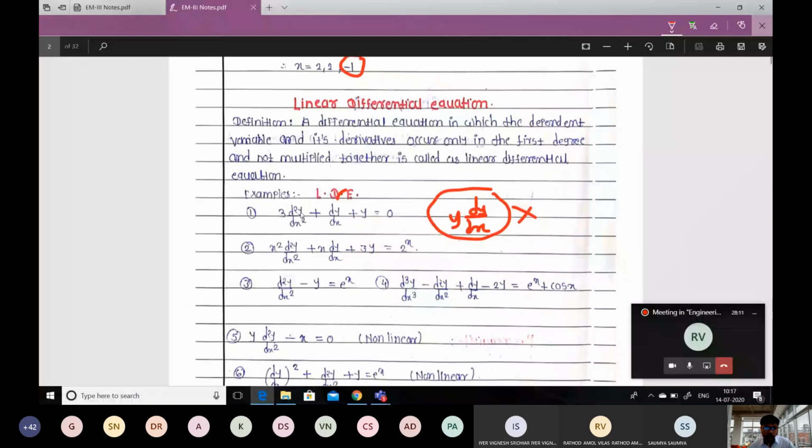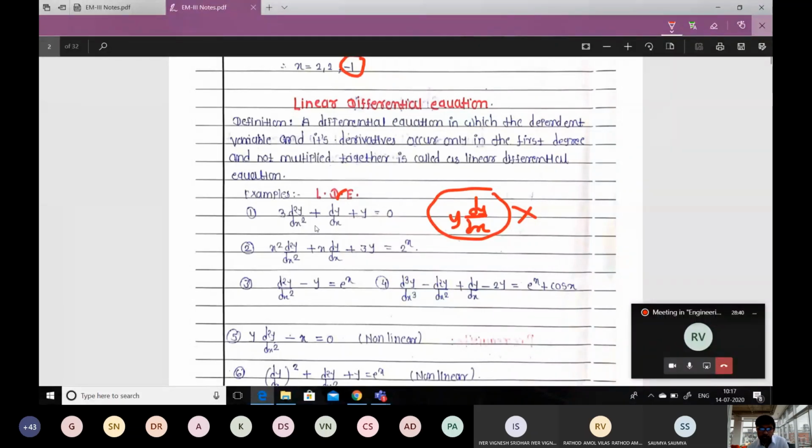3 times d2y by dx square plus dy by dx plus y equal to 0. Look at this term. Every term has a power. Power means degree, the power of the highest order derivative term. The highest order derivative term is d2y by dx square and its power is 1. So the degree of this term is 1, of this term is also 1, and of this term is also 1. So this is a linear differential equation.